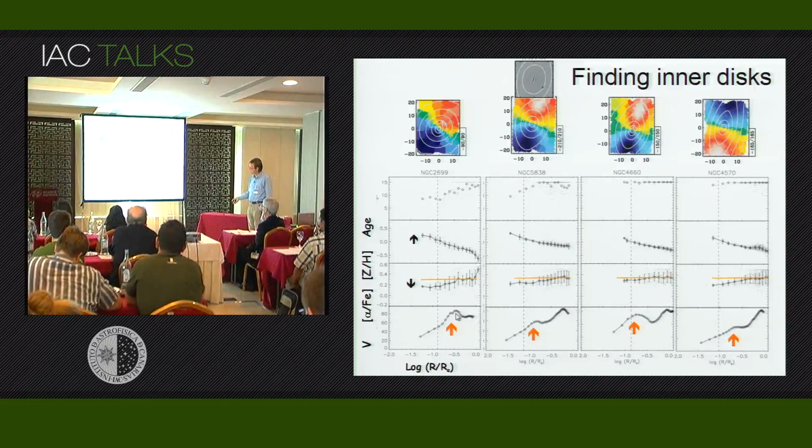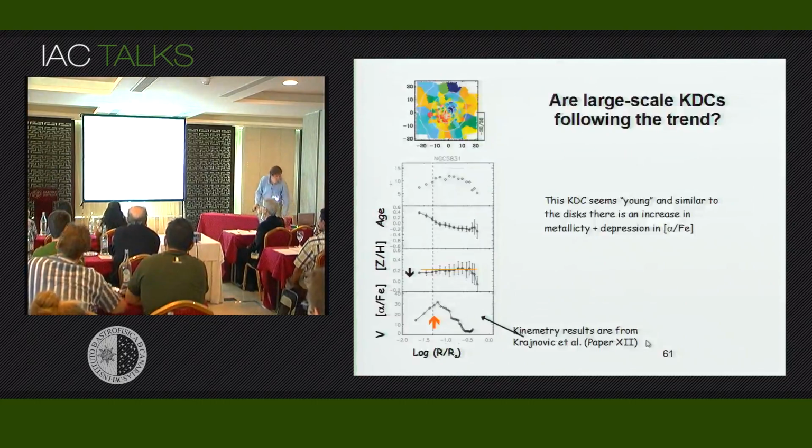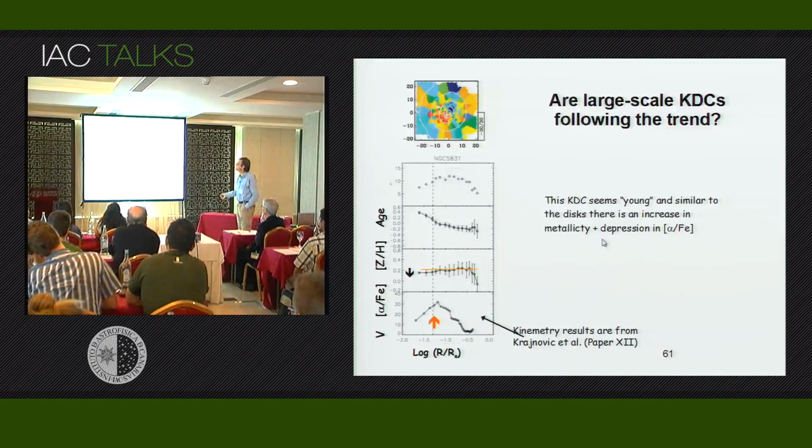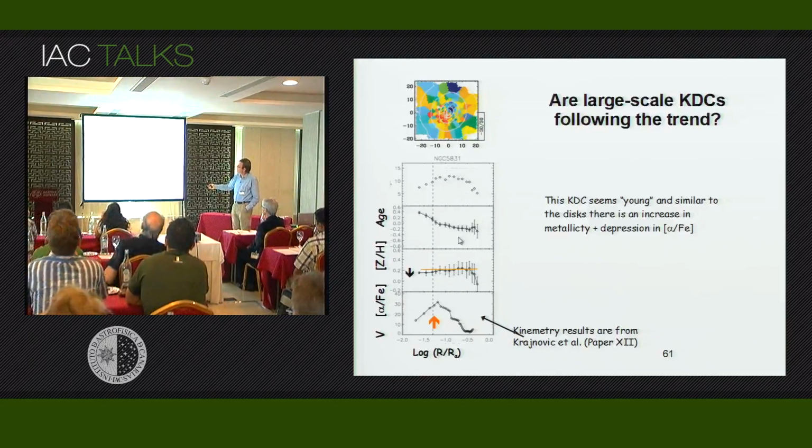So, how do you find a little inner disk? You do kinemetry. You basically fit the velocity field. See the paper of Krajnović et al. 2008. You see that the velocity profile, the rotation curve, has a maximum. If it has a maximum and then goes down, we define it as a little disk. And that's probably reasonable.